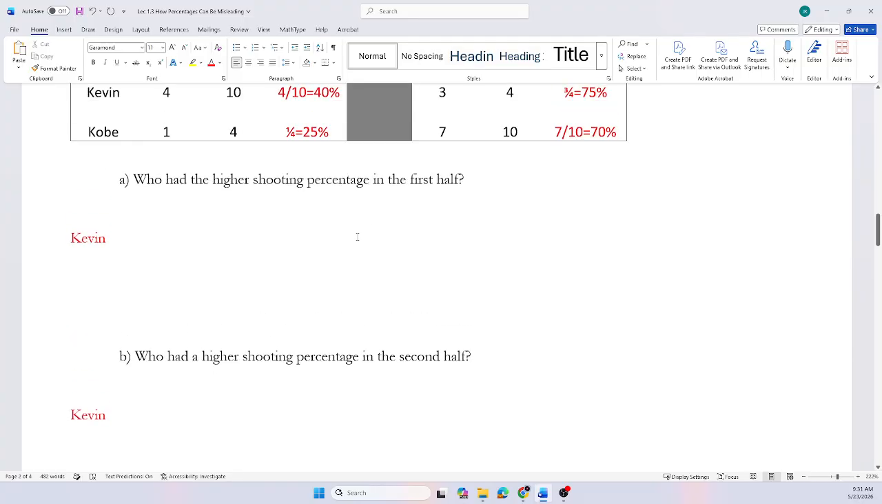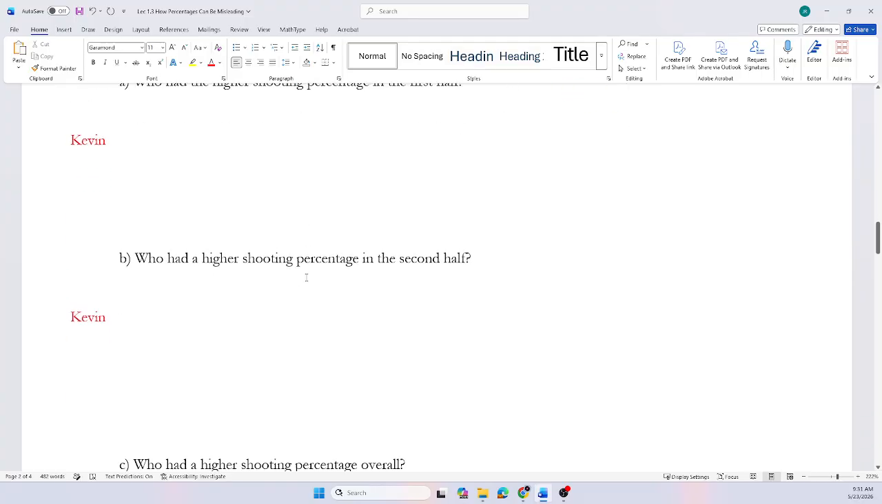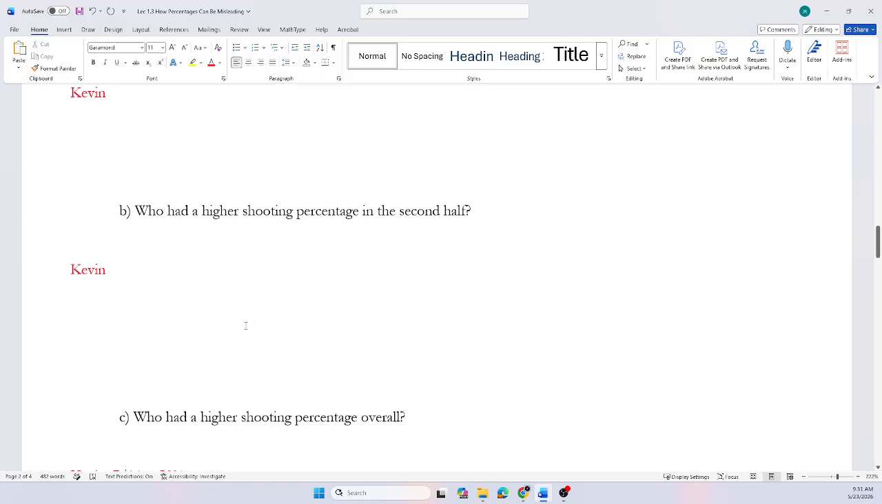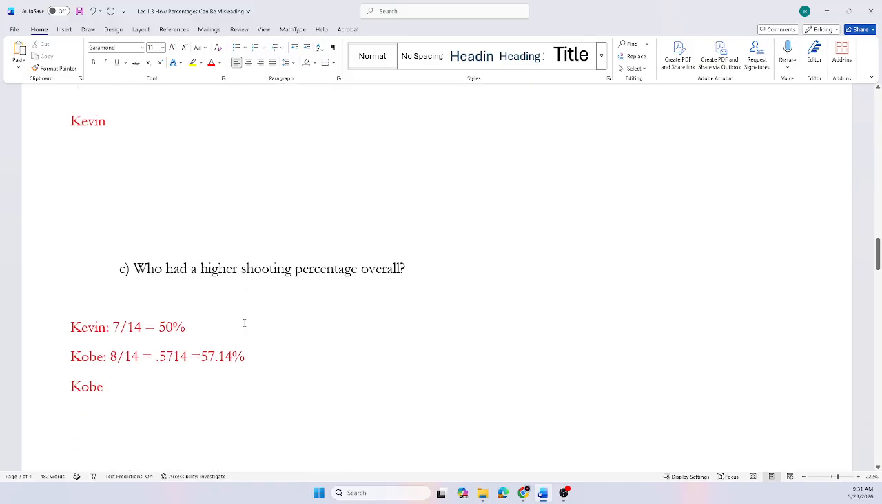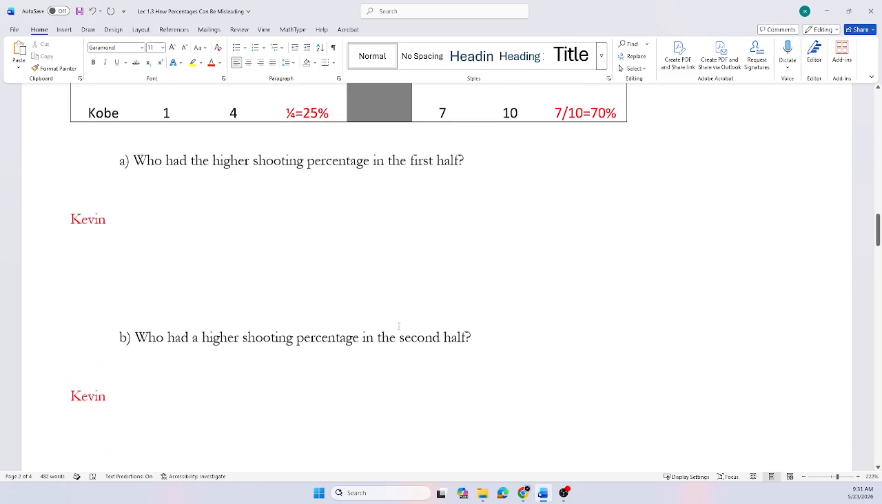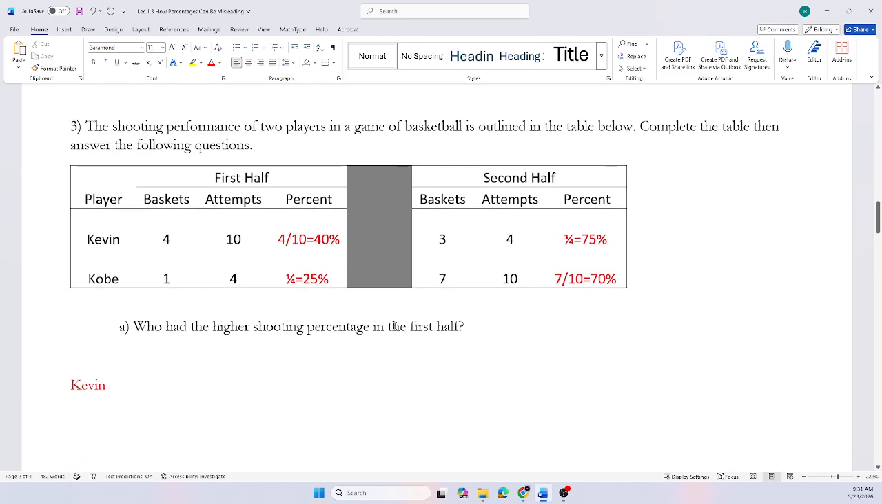So Kevin had the better shooting percentage in the first half and the better shooting percentage in the second half. But if you look at the entire game, Kobe actually had a higher shooting percentage. Now, this might be kind of surprising. You might be wondering, how can these percentages be so misleading? How is it that a certain player can be a better shooter in the first half and a better shooter in the second half, but not be a better shooter overall?